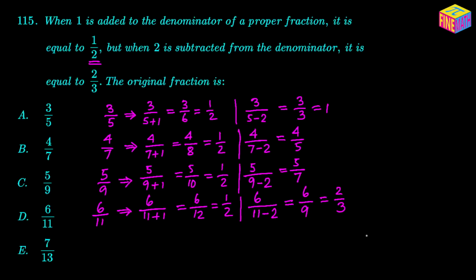Alright, that looks like the correct answer. So our second criteria is that if we subtract 2 from the denominator, it has to be equal to 2/3, and we have found it. So option D is the correct option.